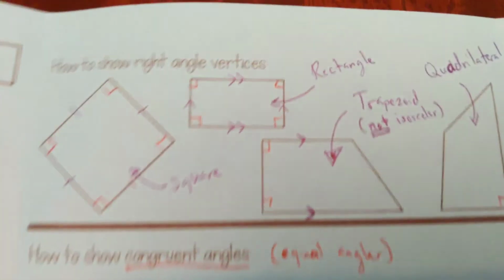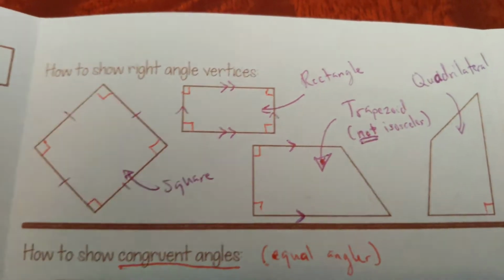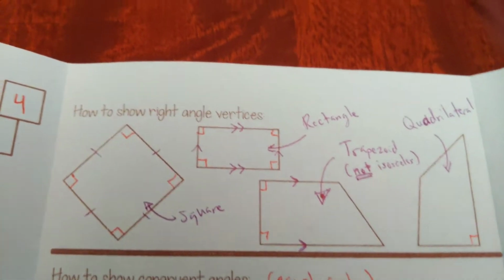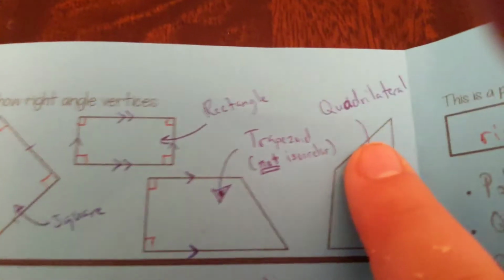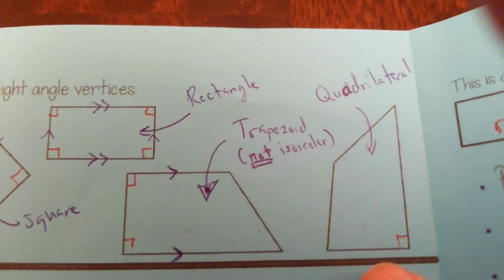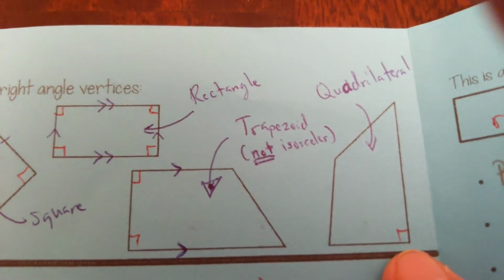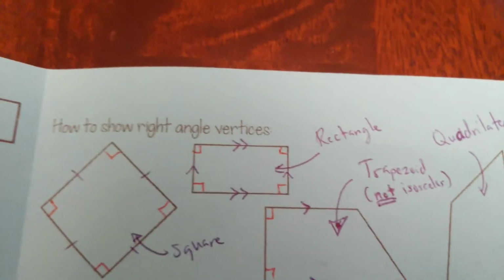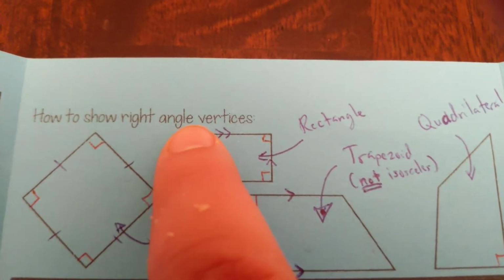So now if you open up the top 2 flaps, you can see on the inside of your foldable the shapes. I've already made all of the different marks that you need to have on that. So the first one we're going to talk about is this one right here, the quadrilateral. This quadrilateral, we know it's a quadrilateral because it has 4 sides. Okay, and then there's a right angle right here, so you can go ahead and draw that right angle, the little square.